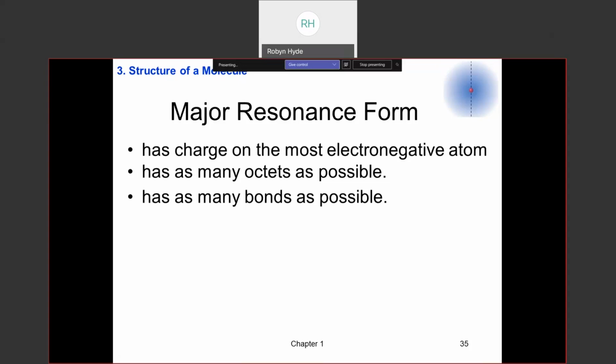Okay, there are a couple of other rules, like it has as many octets as possible, has as many bonds as possible. So sure, we can use those, but almost always I just look for where this charge is, and is it on the electronegative atom? And then that solves the problem for me.